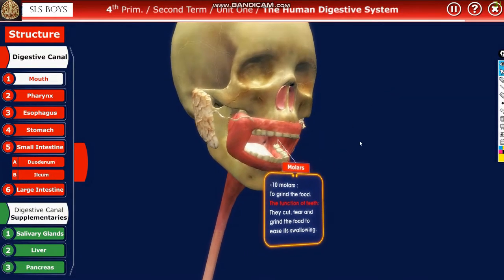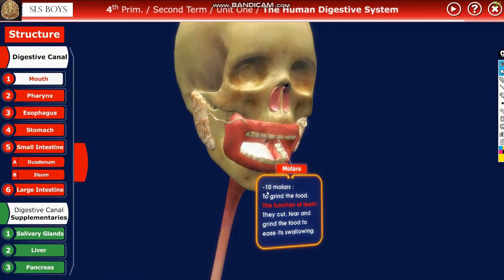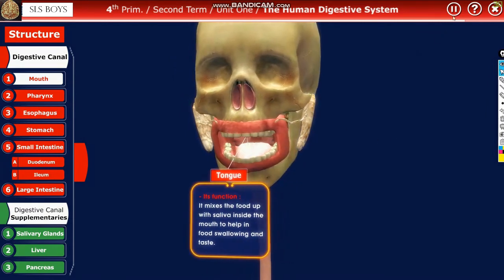We have also the molars. There are 10 molars, and their function is to grind the food. So all teeth are for cutting and tearing and grinding the food to ease its swallowing, so to make its swallowing easier. Next, we have the tongue inside our mouth. It mixes the food up with the saliva inside the mouth to help in food swallowing and taste. So it is responsible for tasting food.